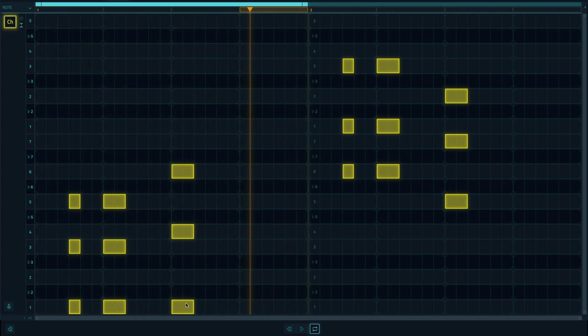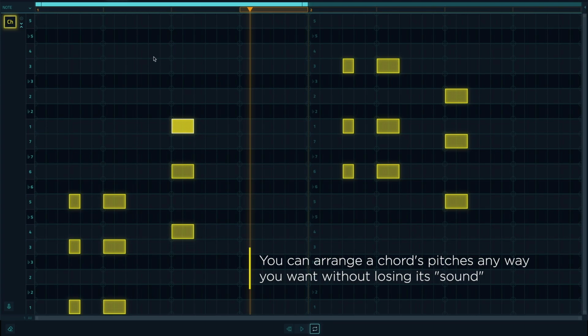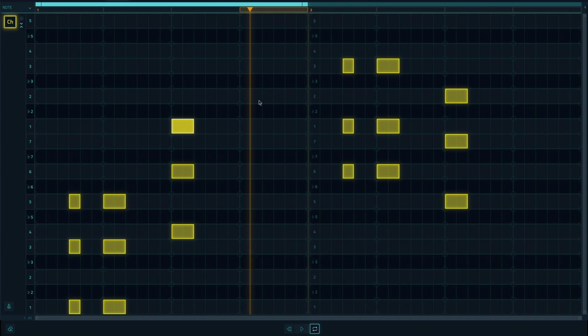Because chords don't actually care where you put their pitches. This is a 4 major chord. That means it's a 4, 6, and 1. You can play 4, 6, and 1 any way you want. You could spread them out all over the place, put them anywhere. Or in our case, invert them, and you still get that 4 major chord sound.